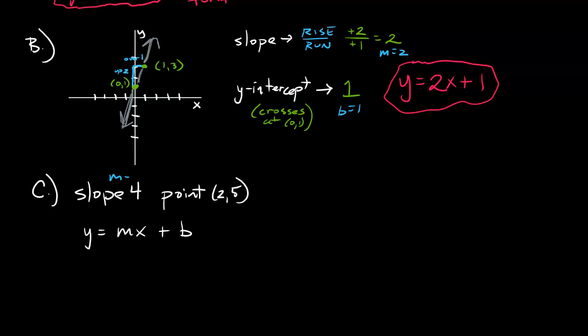Now, we know the slope, 4. So I can put that number in. What we don't know is the y-intercept. We know a point, but not the y-intercept. So if you remember these or recall these from last year, a point has an x and a y number. What you can do is you can put in that x and the y number to figure out b.